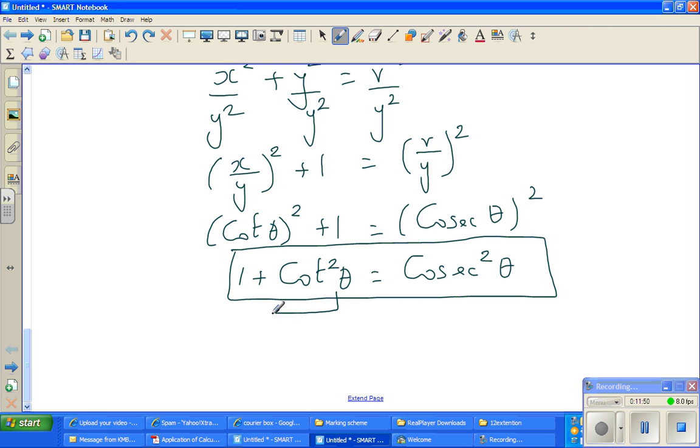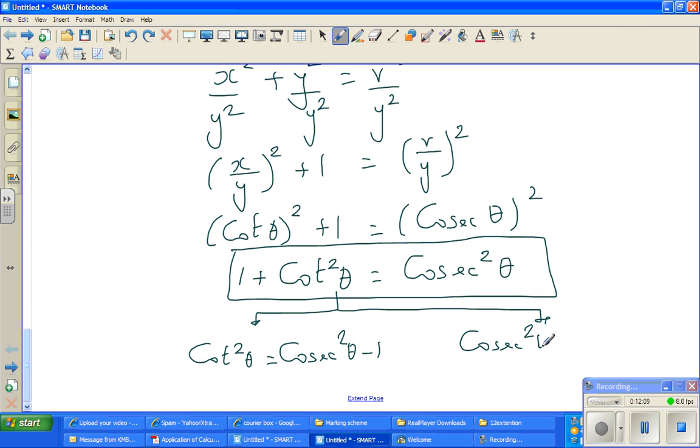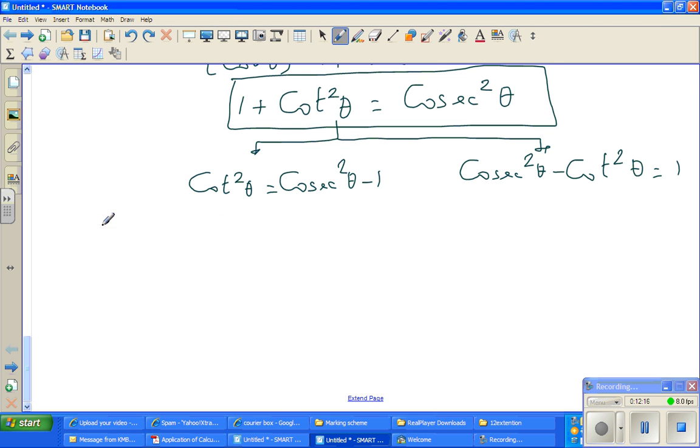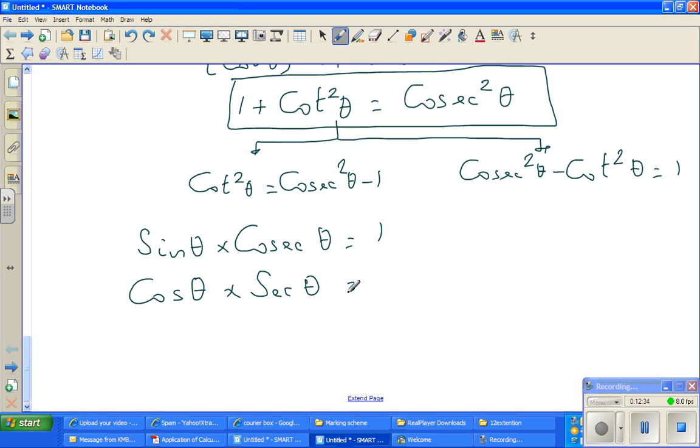And again, you can write two identities from this. If you make cot squared the subject, you can write cot squared is cosec squared theta minus 1. And if you make 1 the subject, cosec squared minus cot squared is equal to 1. Let me write a few more identities. Sine and cosec are reciprocal, so sine theta times cosec theta is 1. Cos and sec are reciprocal, so cos theta times sec theta is also 1. And tan theta times cot theta is equal to 1.